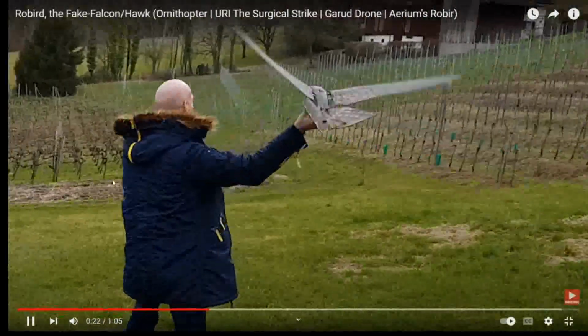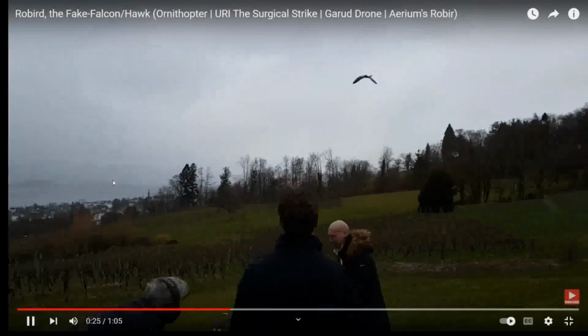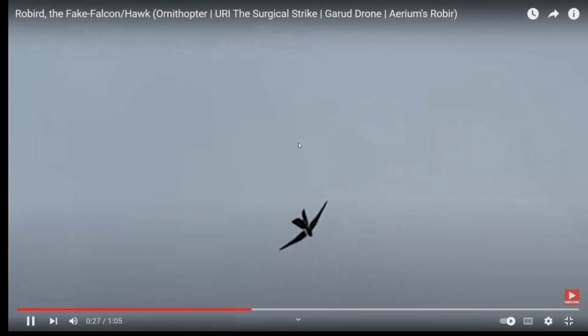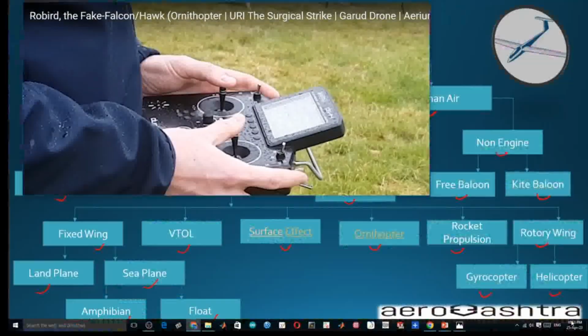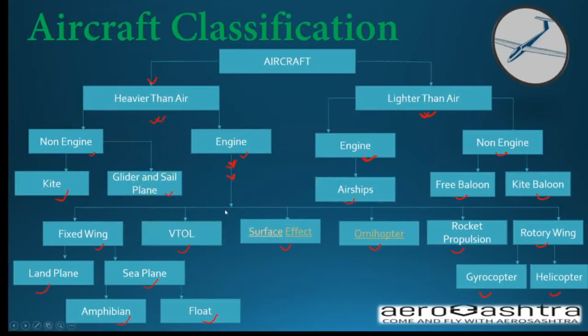So he is trying to fly this flying machine, which is very realistic. You can see how it is. These kinds of aircraft, these kinds of drones, are very effective in surveillance. If you want to send some aircraft into enemy territory and it will not get caught, these kinds of aircraft are very, very important.